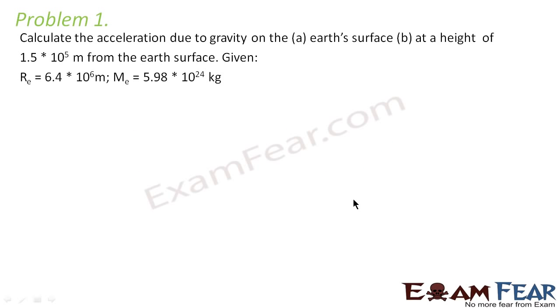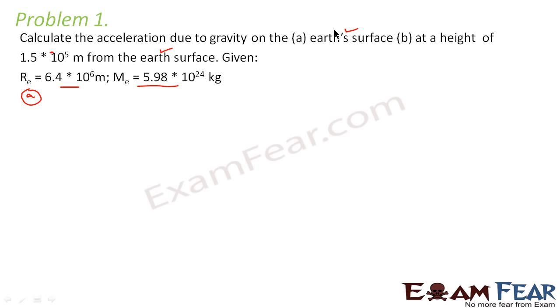It says, calculate the acceleration due to gravity on the Earth's surface is the first part. Second part, at a height of 1.5 x 10^5 meters from the Earth's surface. Given radius of the Earth is equal to 6.4 x 10^6 meters and mass of the Earth is 5.98 x 10^24 kgs. Now let us first evaluate or solve the first part.